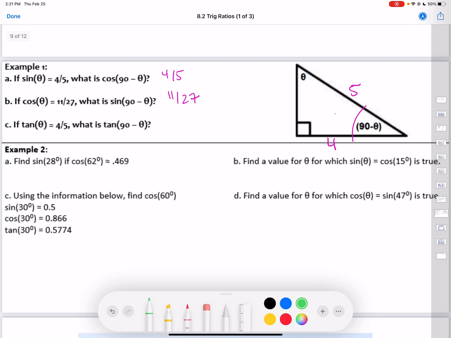So if the tangent of theta is 4/5, the tangent of 90 minus theta would be the reciprocal, which would be 5/4. So it flips that fraction.